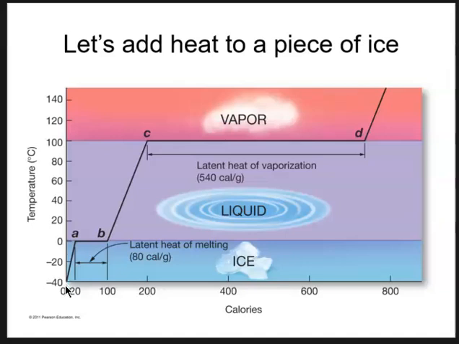Okay, so if we add 20 calories to this ice, what happens is it raises the temperature from negative 40 degrees Celsius to 0 degrees Celsius. And that's labeled as A. So what does the water look like from negative 40 to 0?